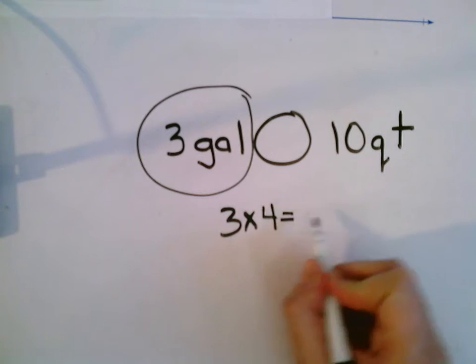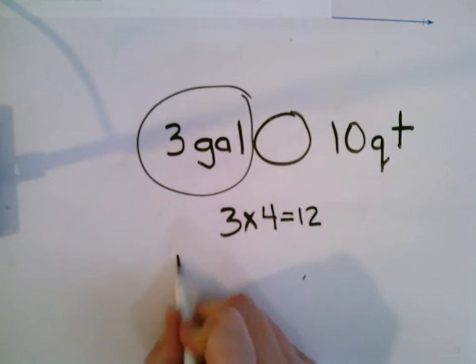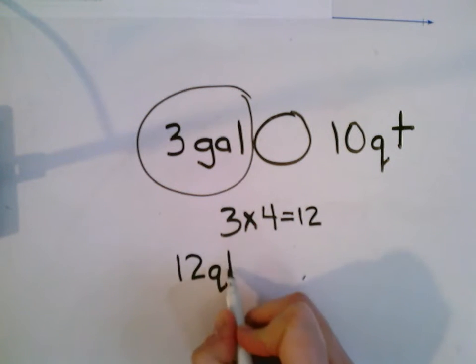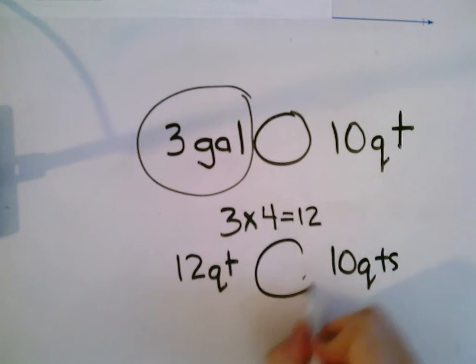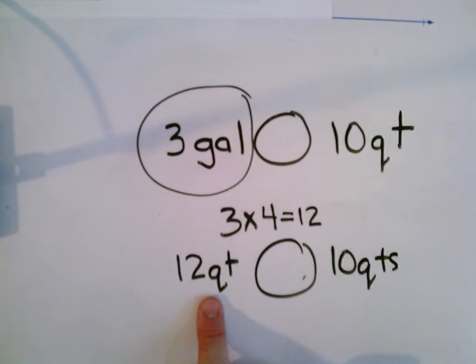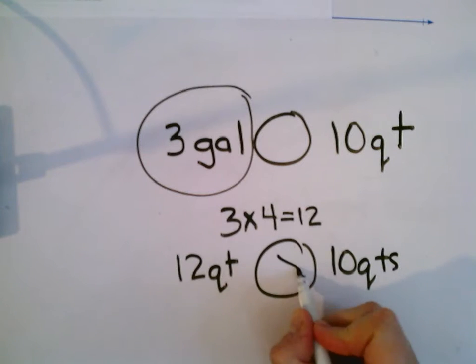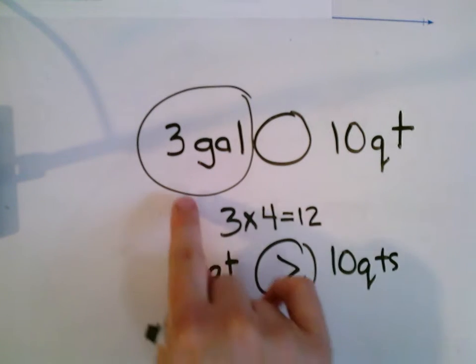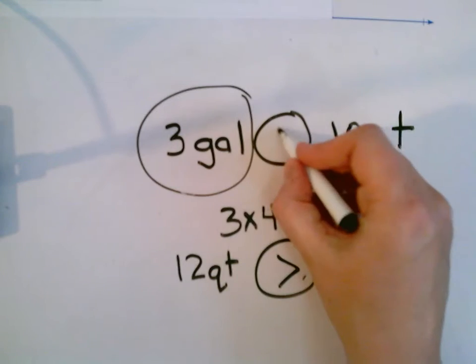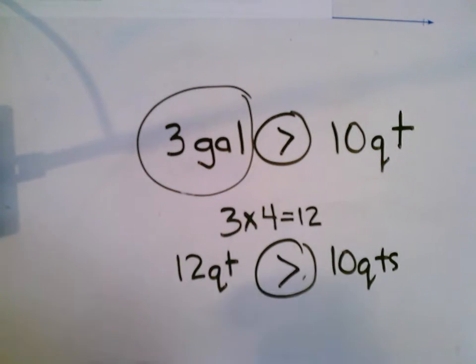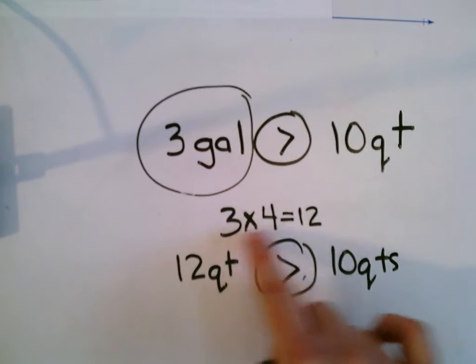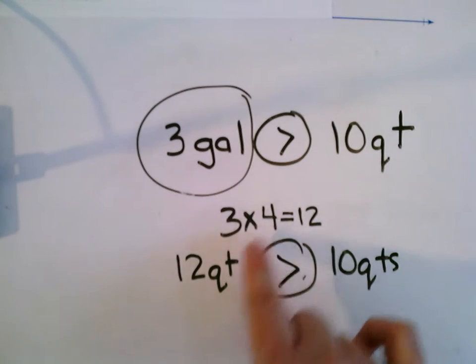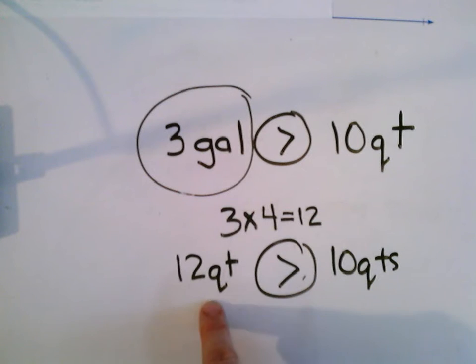3 times 4, we know that is 12. So over here, I'm going to have 12 quarts, and over here, I have 10 quarts. I can compare these very easily. 12 is greater than 10, so I'm going to use my greater than sign. That means that 3 gallons is greater than 10 quarts. So I found my larger unit, I multiplied that amount times how many quarts were in 1 gallon, and then I changed to quarts and I can compare.